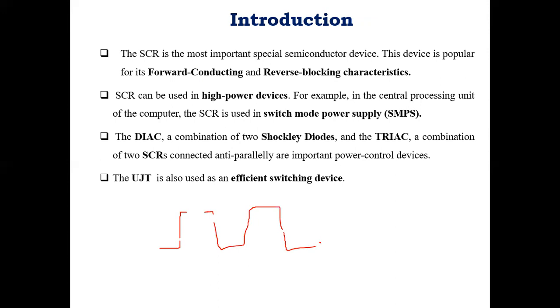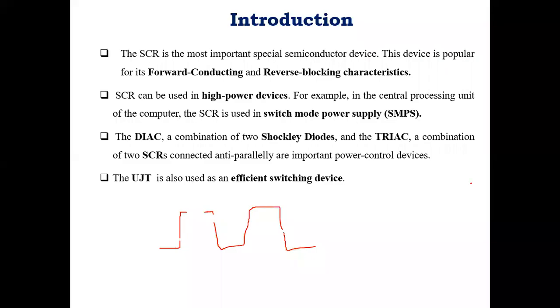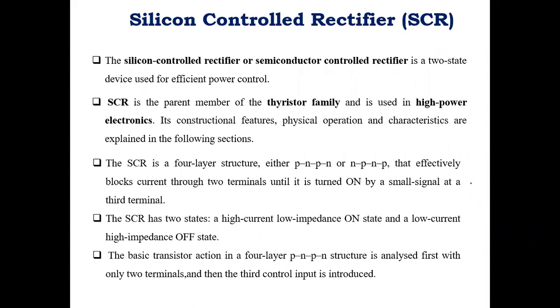SCR has two characteristics. One is forward conducting characteristics, another one is reverse blocking characteristics. So SCR can be used in high power devices. For example, in the central processing unit of a computer, the SCR is used in the switch mode power supply. The diac is a combination of two Schottky diodes. Another type is the UJT. It is also an efficient switching device.